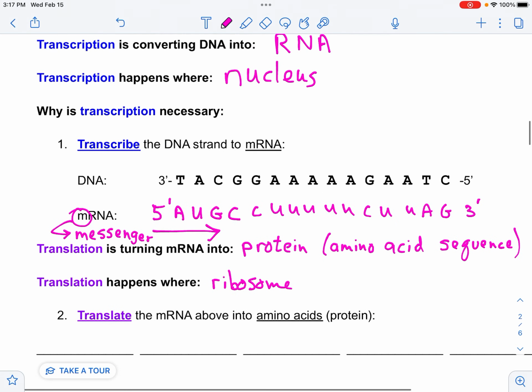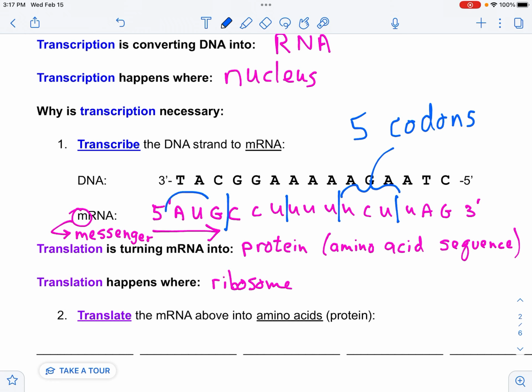So here's what we do. We're going to go ahead and break this code up into triplets or codons. Every 3. Every 3 of these is a codon. So there's 5 codons that I broke up the sequence into. 1, 2, 3, 4, 5. 5 codons that we're going to translate. So I take a look at the first one, AUG, okay? And I'm going to read this in the 5 to 3 direction, AUG.